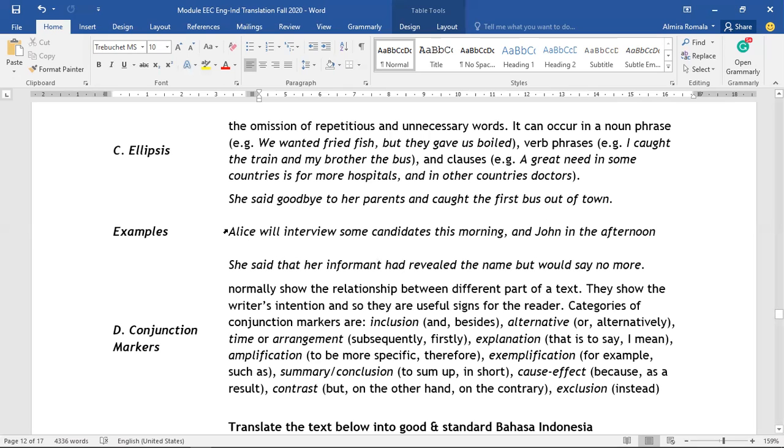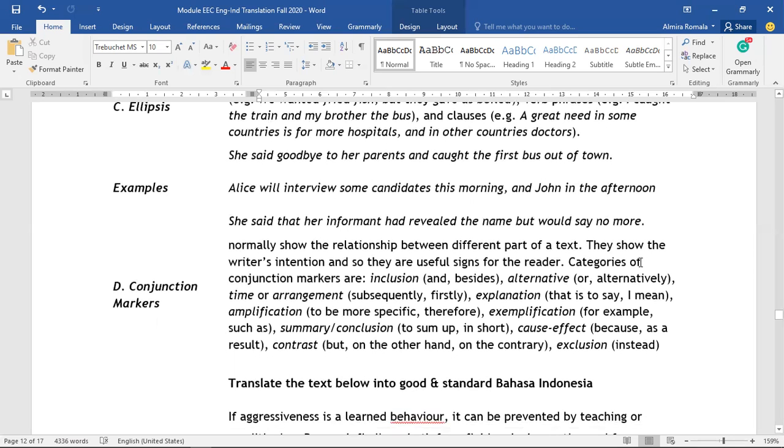Okay, and then the next example. Alice will interview some candidates this morning and John in the afternoon. So this one is also the same, guys. In the afternoon means that John will interview some candidates in the afternoon. So only different in terms of time, right? And then the last example, she said that her informant had revealed the name but would say no more. Okay. So no more means would say no more names.